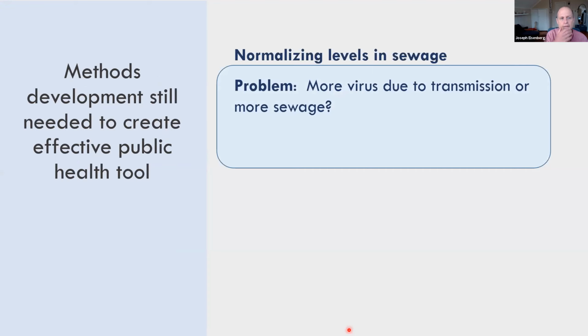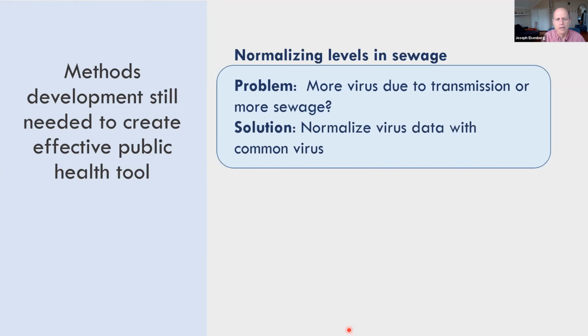There's a lot of methodological development we need to do to make this really an effective public health tool. One question here is, are we seeing more virus due to increased transmission, and thereby clusters of cases, or is it simply due to the fact we have more sewage? And that becomes really important when we're comparing from one target population to another across different treatment plants.